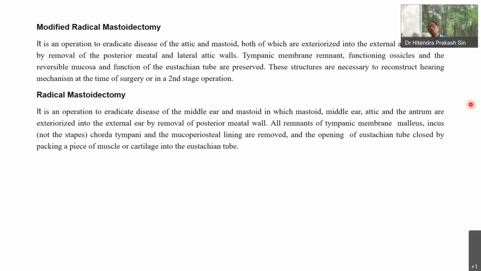And by using these structures, we reconstruct the hearing mechanism at the time of surgery or in a second stage operation.